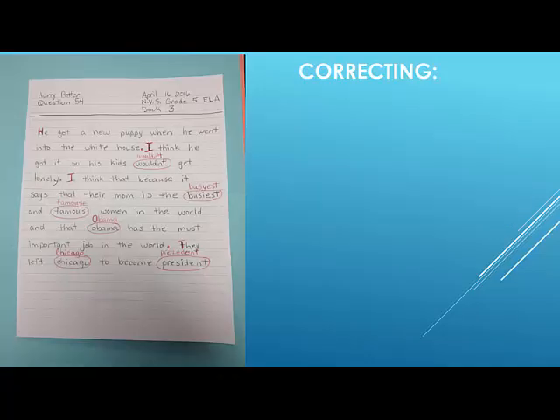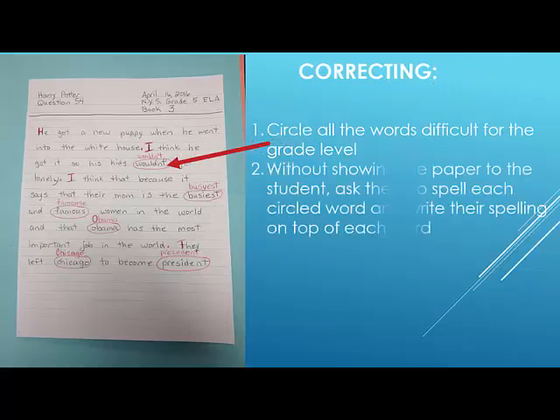Now we get to the part where the student is finished. The first thing that we're going to do is circle all the difficult words that are at grade level that the student might have difficulty with. Without showing the paper to the student, you're going to ask them to spell each word you circled. Because we've skipped lines on this paper, you'll be able to write directly above the circled word exactly how the student spelled it.